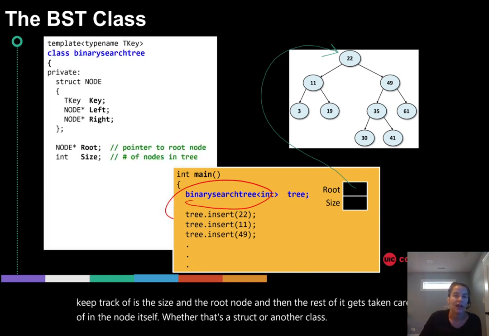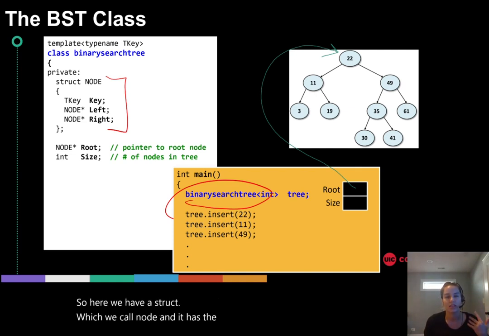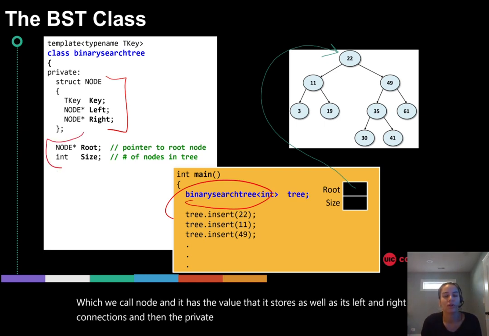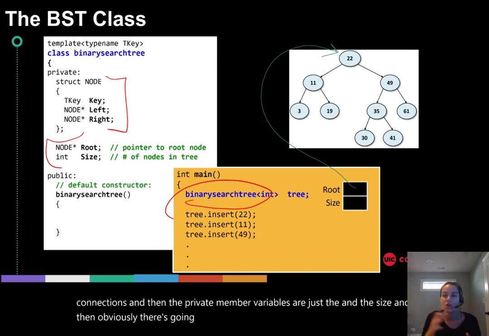So here we have a struct, which we call node, and it has the value that it stores as well as its left and right connections. And then the private member variables are just the root and the size. And then obviously there's going to be all of the constructors and all of the member functions that allow it to do all the things that you need it to do.